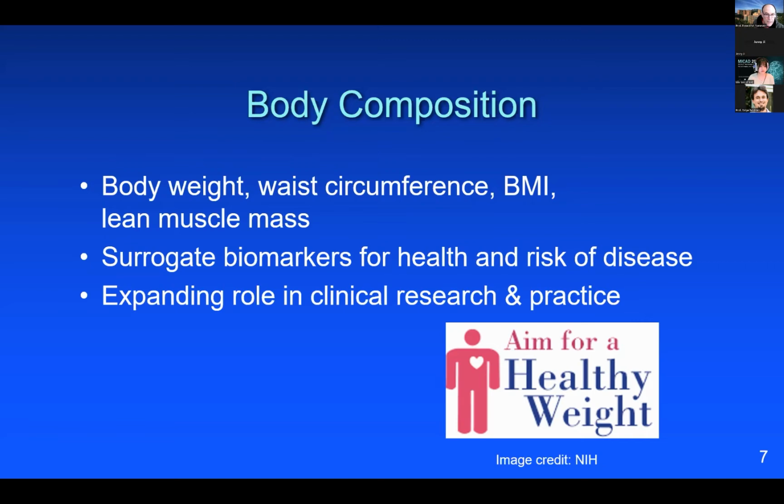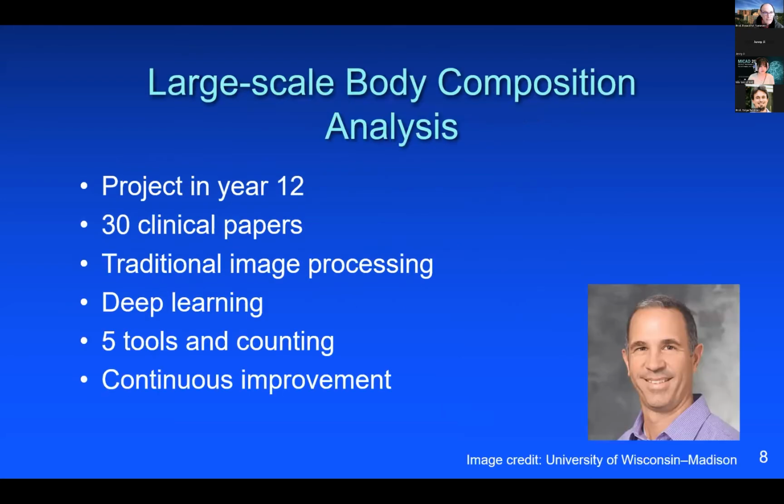So, for example, if somebody has unanticipated weight loss, this could be a worrisome sign of something going on that needs to be worked up by the physician. And these body composition metrics are playing an expanding role in clinical research and practice.